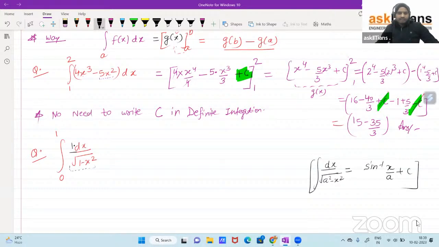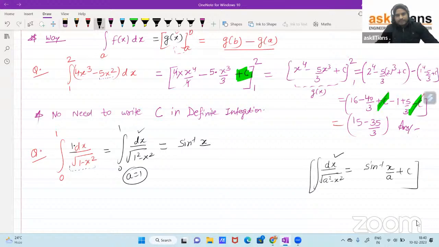So the indefinite integration of this will be what? Here, basically, you can write 1 minus x squared, with limits 0 to 1. When you compare this with the standard formula, you will get a as 1. So the indefinite integration of this will be sine inverse of x by a, where a is 1. No need to write c. And the limits are 0 to 1.